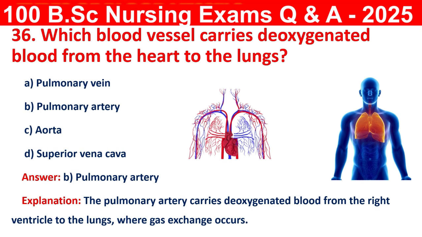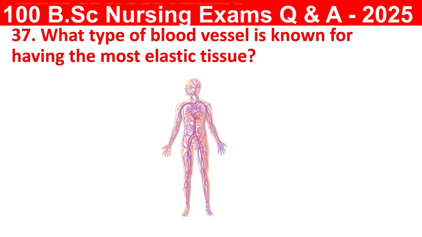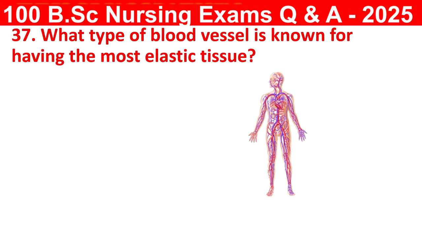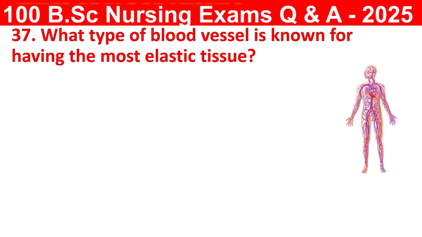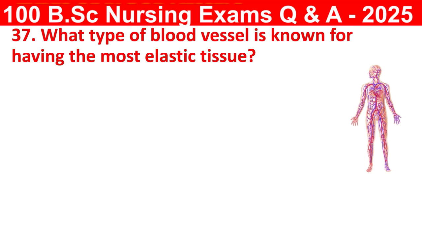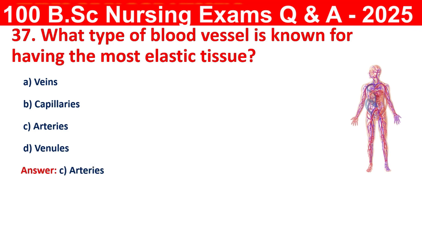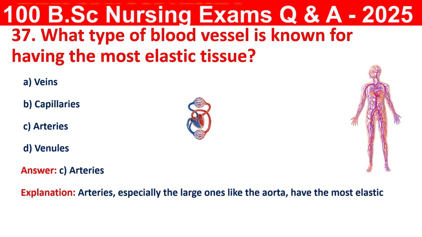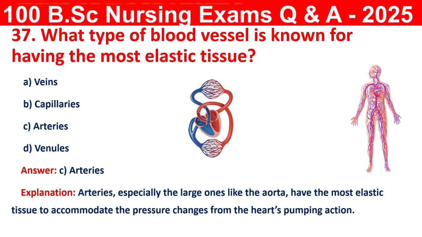Question number 37. What type of blood vessel is known for having the most elastic tissue? Your options are veins, capillaries, arteries, or venules. The correct answer is C, that is arteries. Arteries, especially the large ones like the aorta, have the most elastic tissue to accommodate the pressure changes from the heart's pumping action.